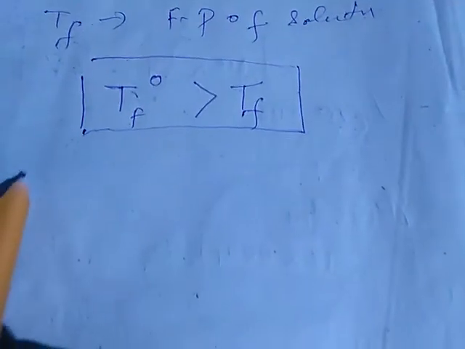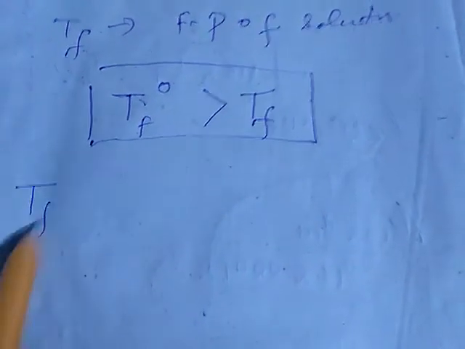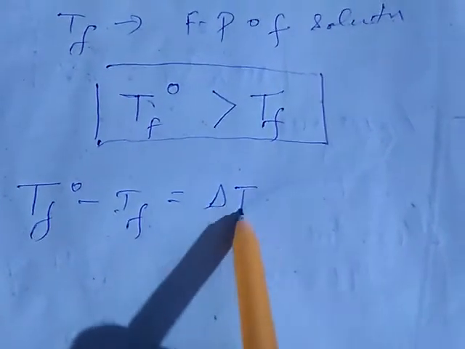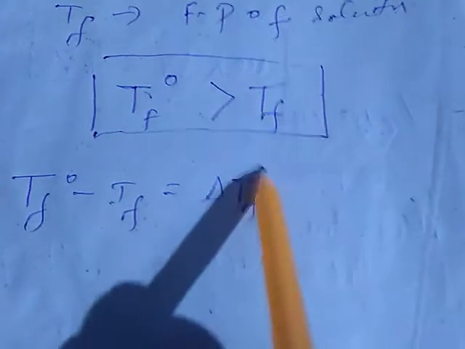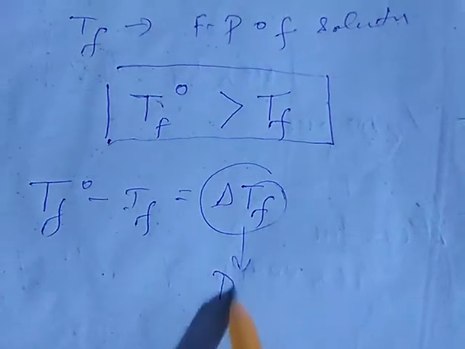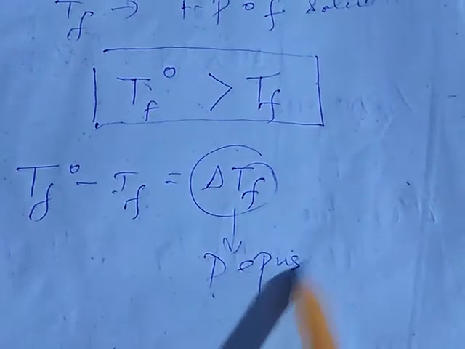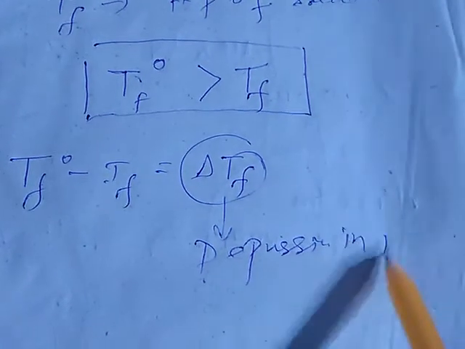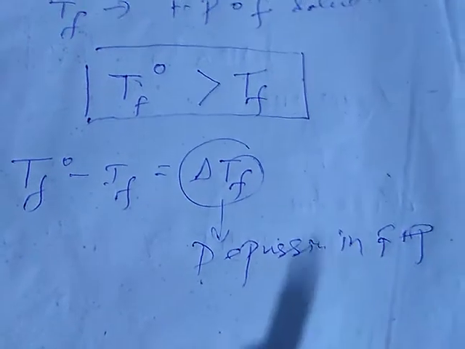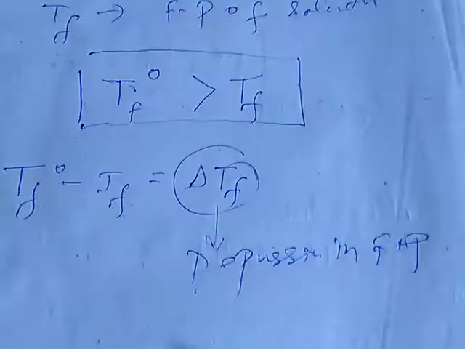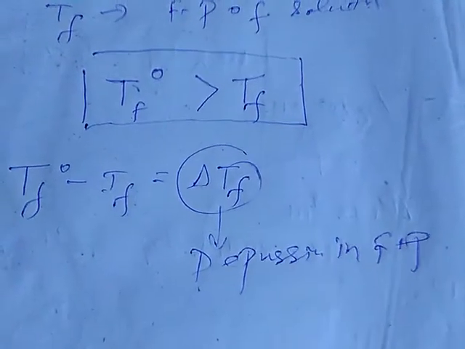Now we will find the difference between these freezing points. So Tf naught minus Tf, represented as delta Tf. This delta Tf is what we call the depression in freezing point, which occurred due to addition of a non-volatile solute in the pure solvent.